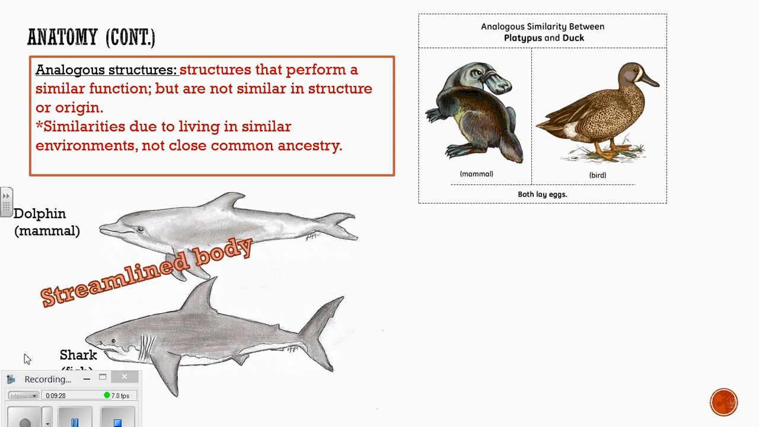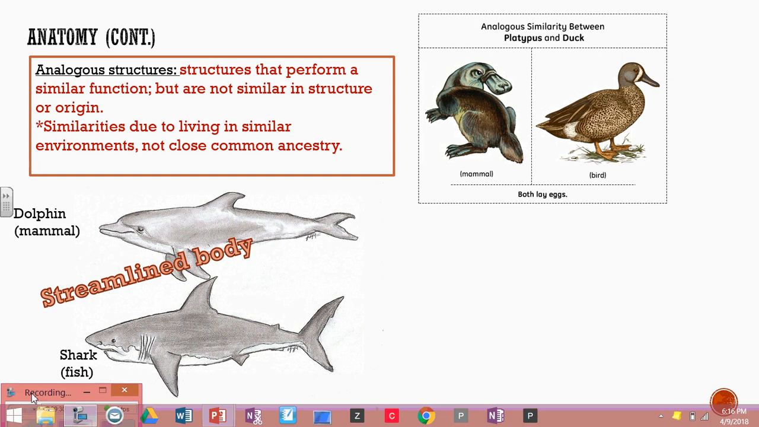Okay, I want to talk about this one example here of the dolphin and the shark. Everyone knows what a dolphin and a shark look like. Their body forms are very, very similar if you think about it. They both live in the ocean and swim. They both have really streamlined body parts. The dolphin, though, is a mammal and the shark is a fish. So they are not related and they don't have a close common ancestor.